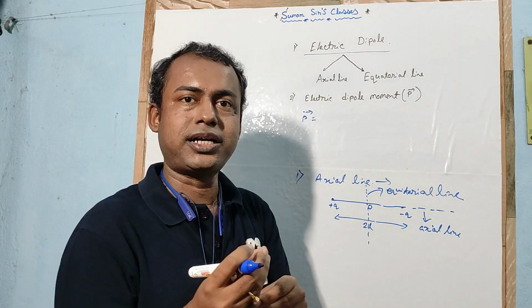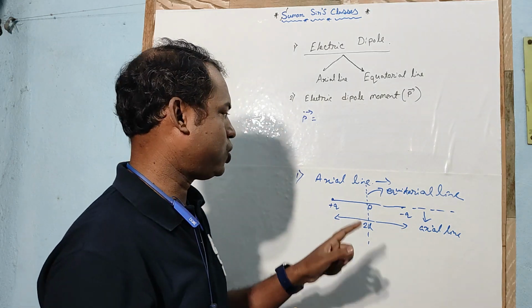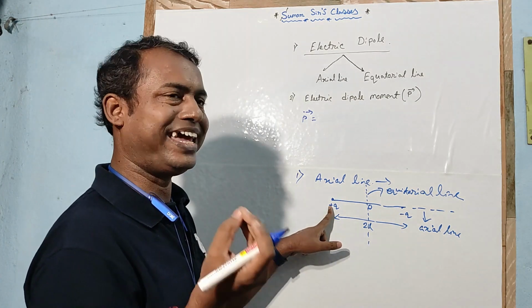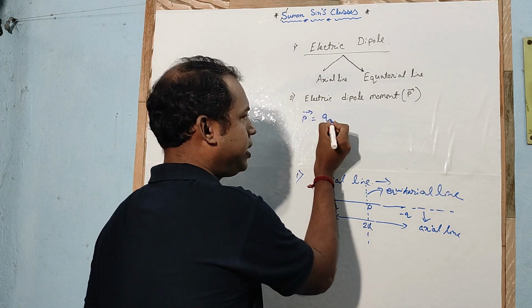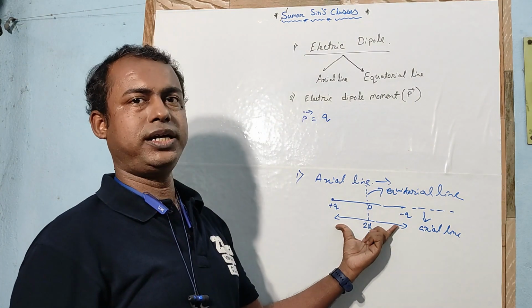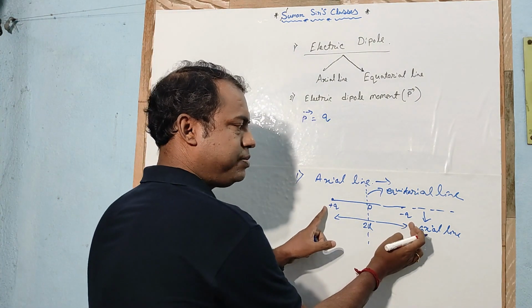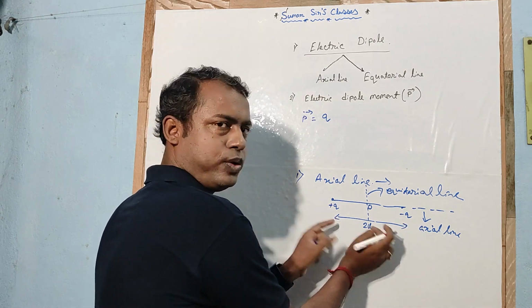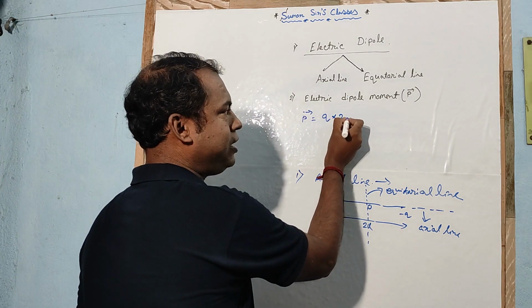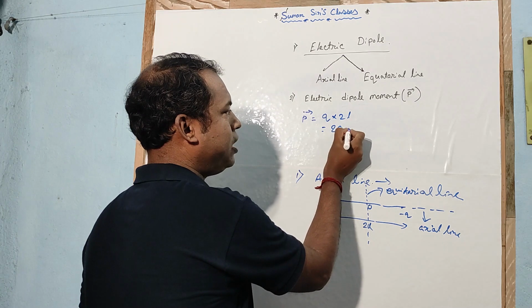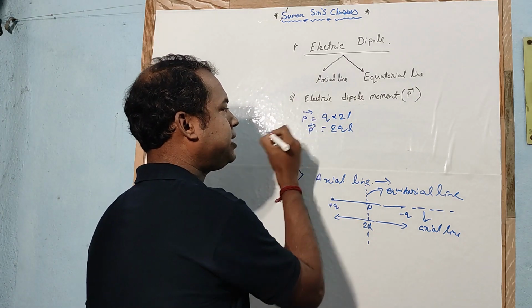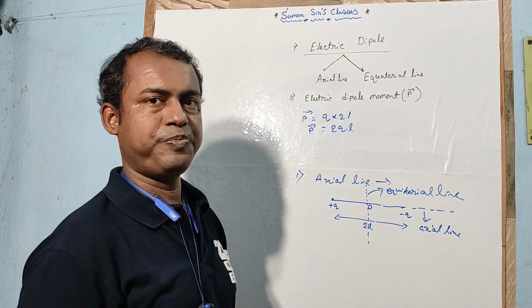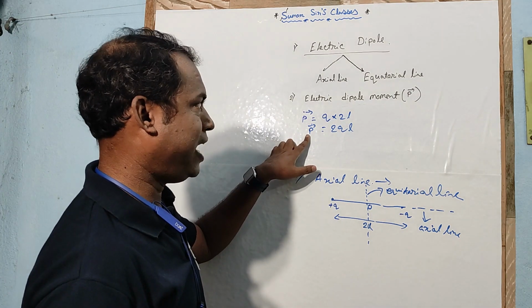It is the product of each of the charges, what is the charge? Q. We can take any one, that is Q only, and the perpendicular distance between them. What is the distance between the two charges? That is equal to 2l. So we write Q into 2l, that is equal to 2Ql. So 2Ql represents the electric dipole moment.